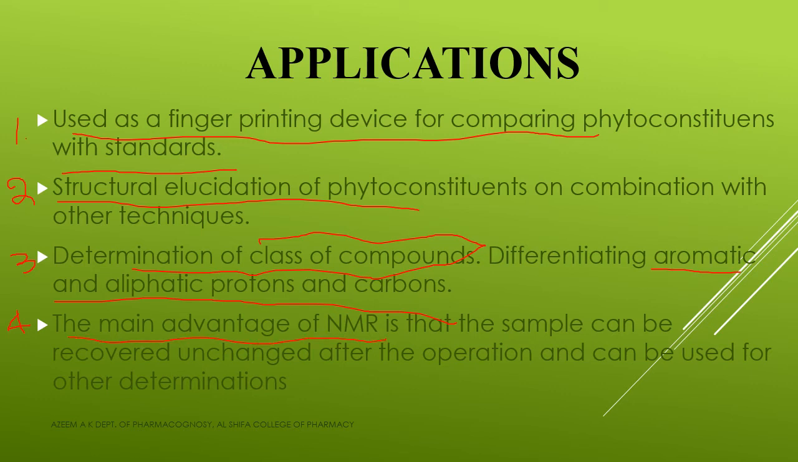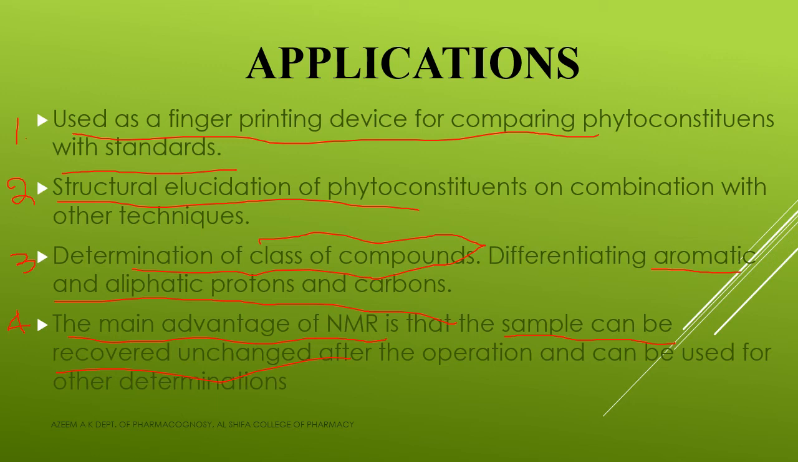So there is a disadvantage, we said it at the beginning, it requires a very high amount of sample, that is minimum 5 to 10 milligrams of sample should be required in the case of analysis with NMR spectroscopy. But the major advantage of NMR is that here the sample can be recovered unchanged even after the operation, and it can be used for further other determinations also. Clear? So this is a major advantage of NMR spectroscopy.